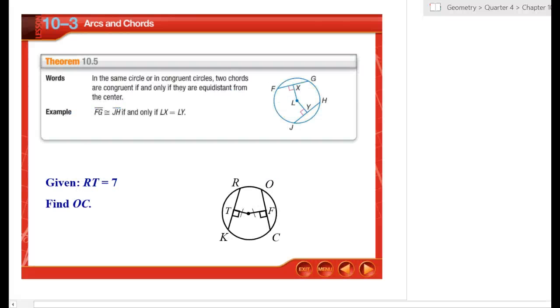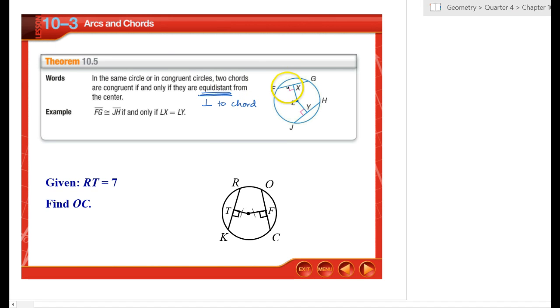So, now we've got another theorem. In the same or congruent circles, 2 chords are congruent if they're the same distance from the center. Now, equidistant means that it's also perpendicular to the chord. Okay? If you don't know that it's perpendicular, then it's not going to work. Because it's like altitude. Remember, altitude is always perpendicular. Altitude and distance are the same.